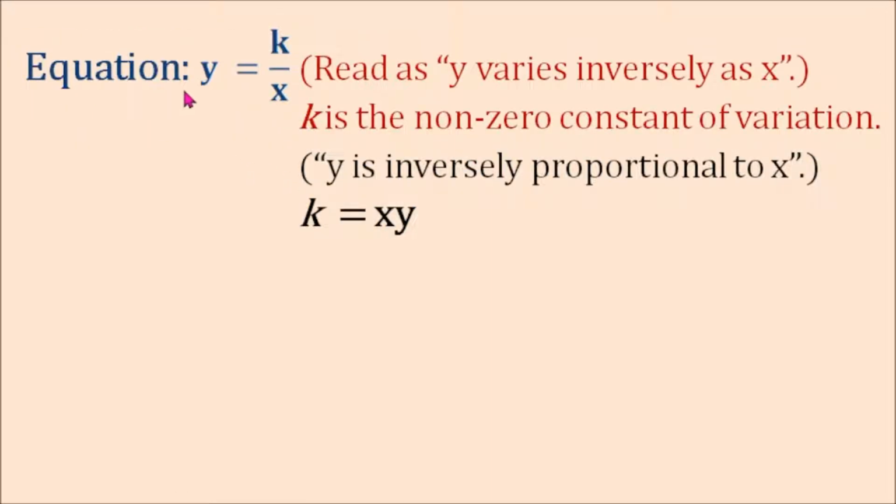This is the equation of inverse variation. It's y equals k over x. It is read as y varies inversely as x. So k here is the non-zero constant of variation, or this equation can be read as y is inversely proportional to x. To find k, we will just multiply x and y.